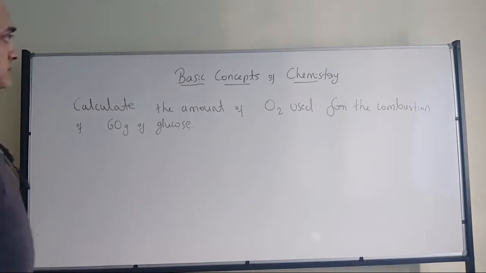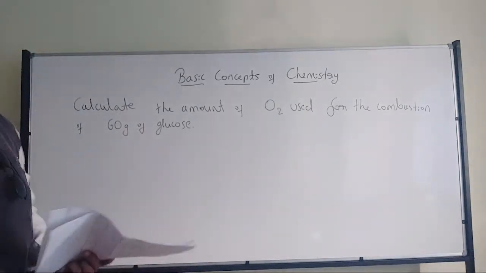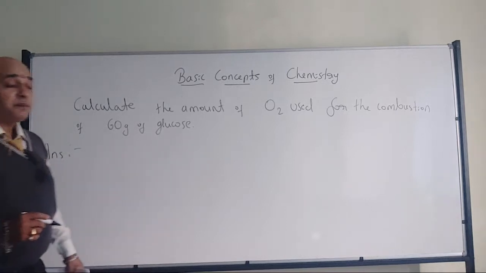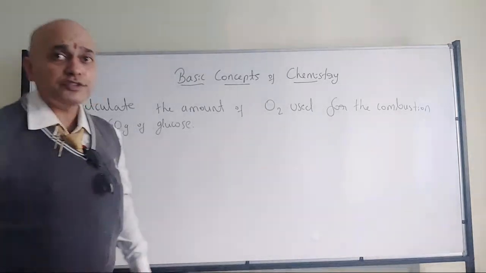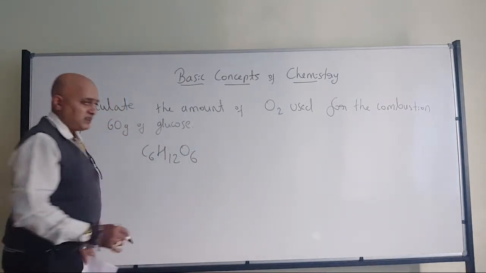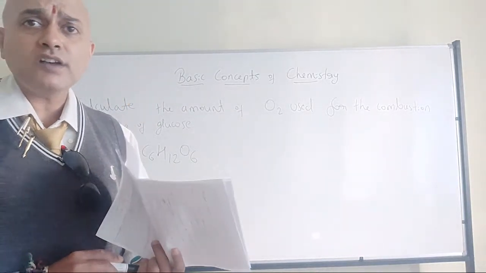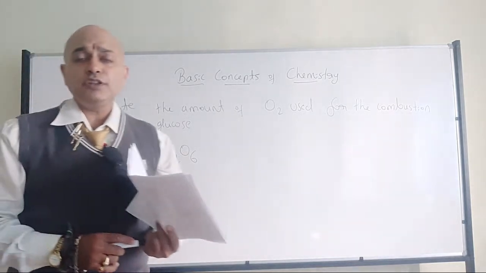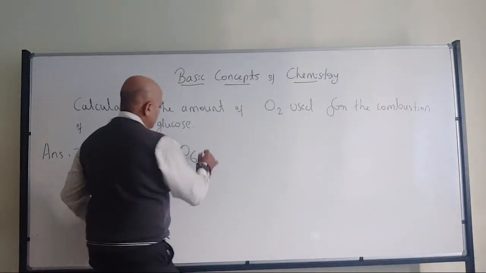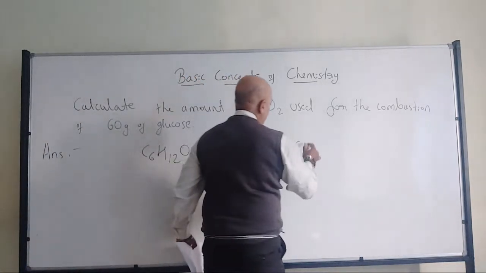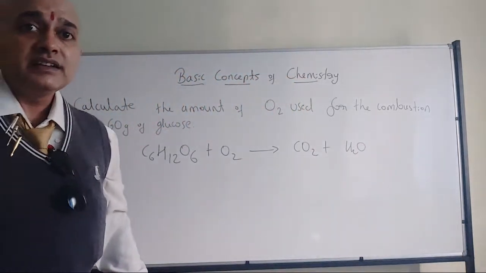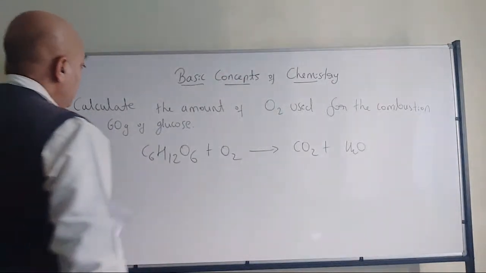Okay? So first, what we have to do? First, we have to write the balanced equation. To write the balanced equation, we should know the formula for glucose, that is C6H12O6. This is what will happen in your body when we eat a piece of bread, but this reaction will happen in a step-by-step process. So glucose with oxygen gets converted into carbon dioxide and water. Whether it is a balanced equation? No, it's not a balanced equation.